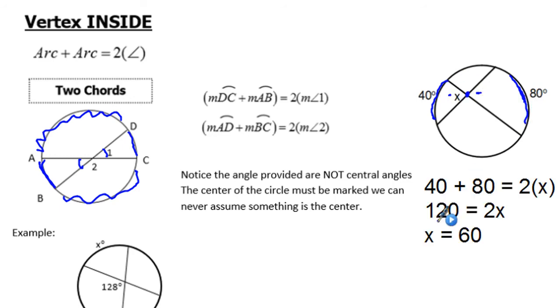So the setup's going to look like this. 40 plus 80 equals 2 times the angle, and the angle is x. Then from here we just solve for x. So we get 120 equals 2x, divide both sides by 2, we get x equals 60.